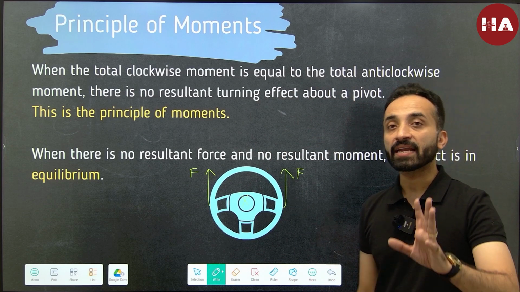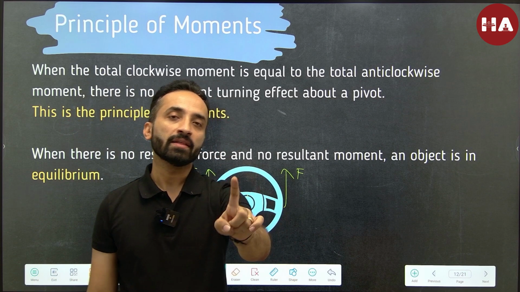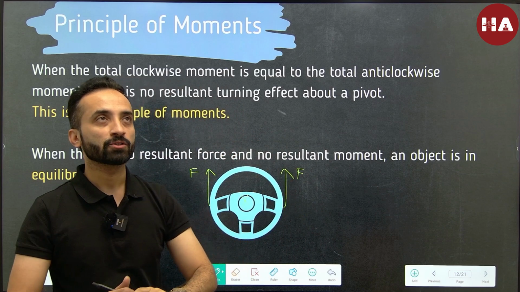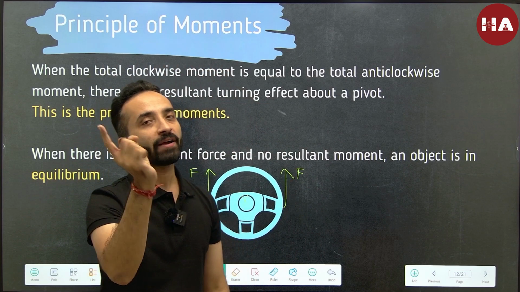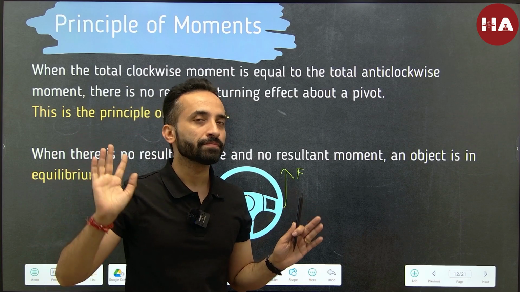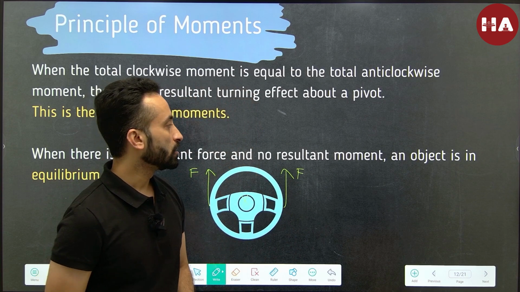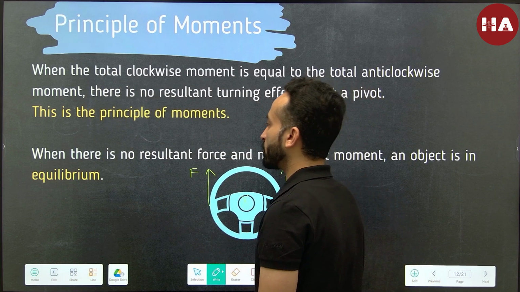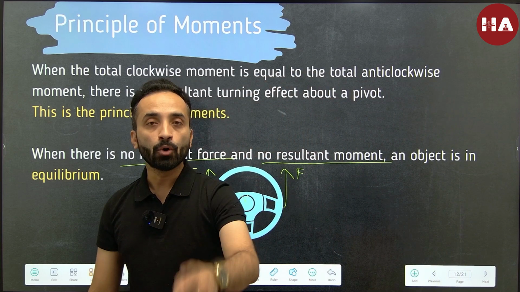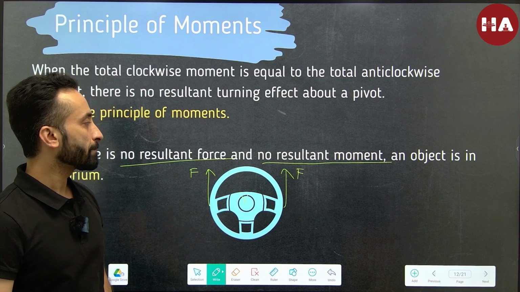So if we say that anything is in equilibrium, it should always mean that it is not moving and it is also not rotating. For example, a fan is rotating, so you can't call it an equilibrium. Maybe a chair in front of you can be in equilibrium because it is not moving, also it is not rotating. So the condition for anything to be in equilibrium is that there is no resultant force and no resultant moment. Force should also balance and moment should also balance.